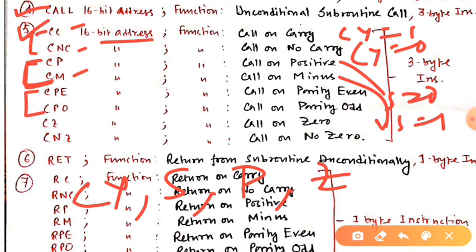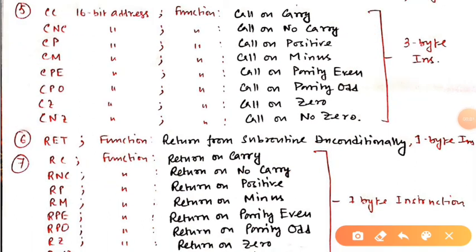We have already discussed the same thing in the conditional jump instructions, so I am not repeating this. And based on the zero flag, we have call on zero and call on not zero. Okay. All the call instructions and jump instructions are obviously 3-byte instructions.